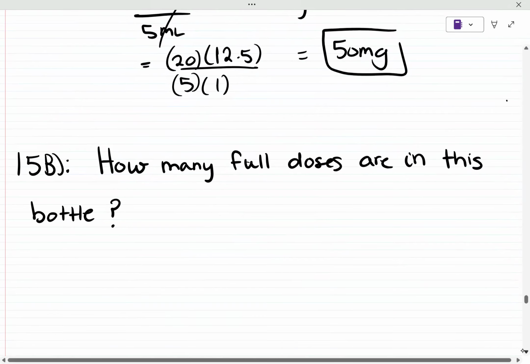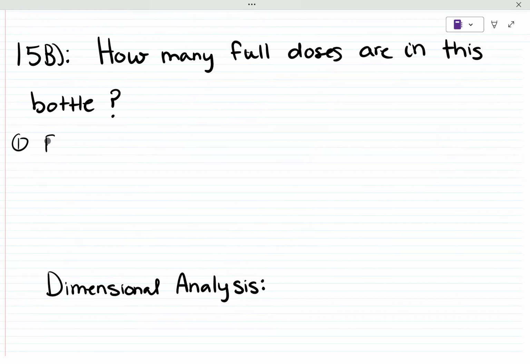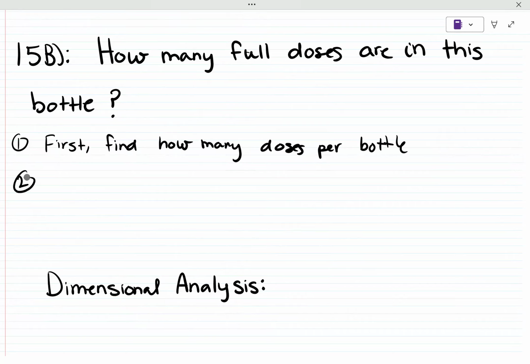15B says, how many full doses are in this bottle? So first you have to find how many milliliters per bottle, then divide by 20 milliliters.